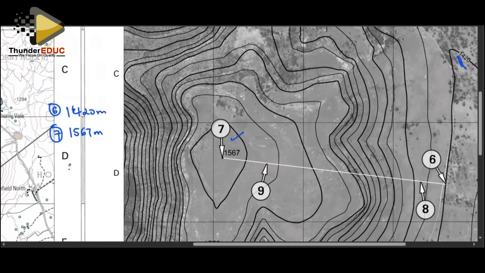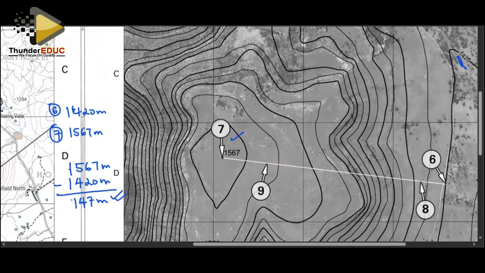So between these two, we subtract the smaller from the bigger one. Our difference in height is 1,567 meters subtract 1,420 meters. What do we get if we subtract those two? It gives us 147 meters. This is our difference in height.